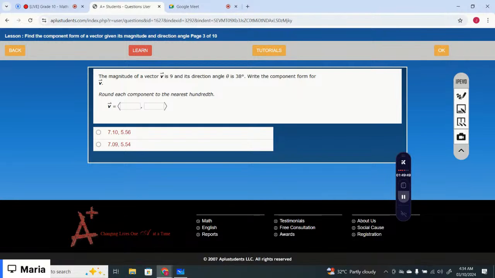Okay, the next one is the magnitude of the vector V is 9 and its direction angle is 38 degrees. Write the component form of vector V. So which is the correct option? You can do the calculations and write your answer in the chat box.